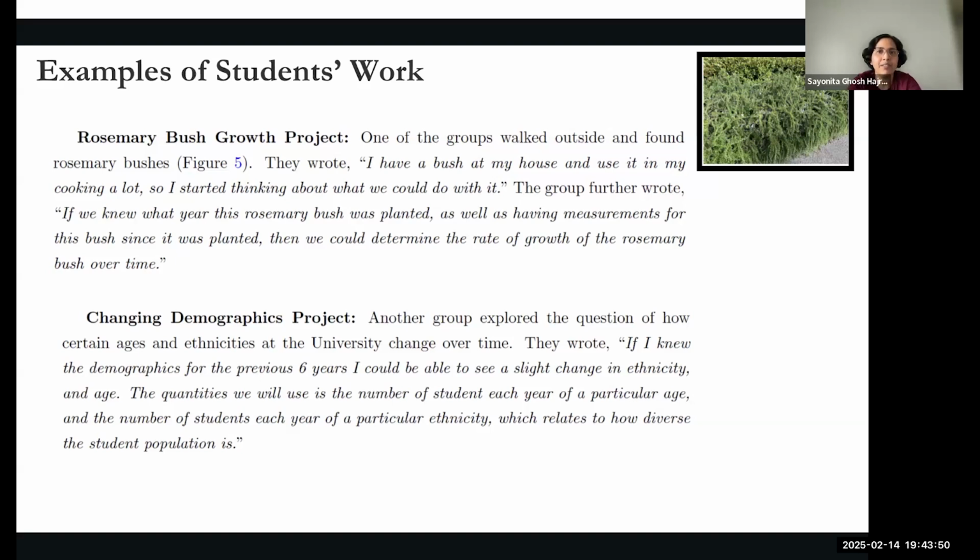Another group observed something about campus and wanted to explore the changing demographics and ethnicities on the campus. So they wrote, "If I knew the demographics for the previous 6 years, I could see a slight change in ethnicity and age. The quantities we will use are the number of students each year of a particular age and the number of students each year of a particular ethnicity, which relates to how diverse the student population is."